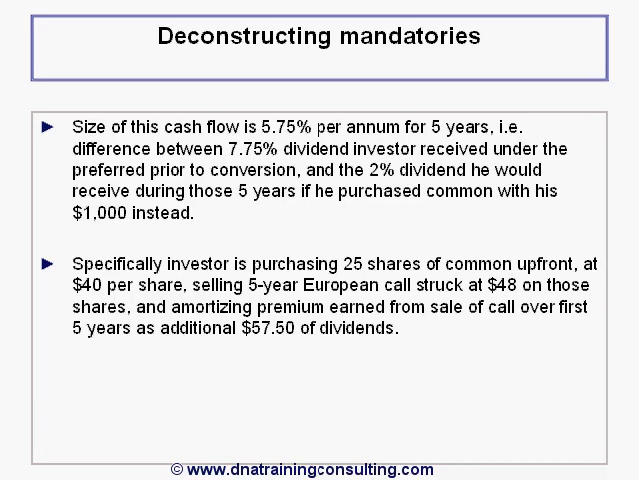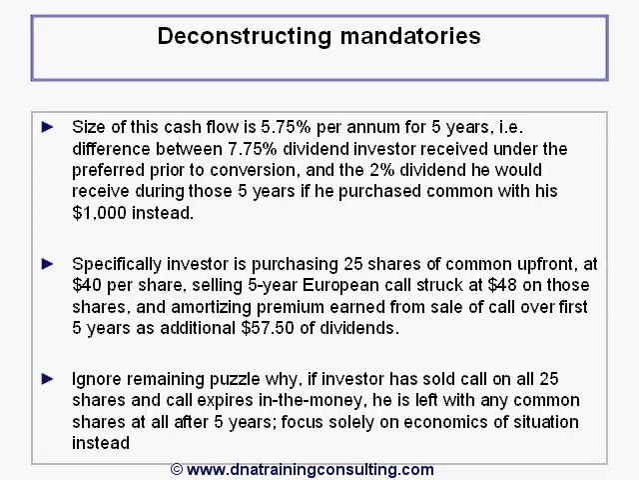Ignore just for a moment the remaining puzzle: if the investor has sold a call on all 25 of his shares and the call expires in the money, how come the investor is left with any common shares at all after 5 years? And focus for now, please, solely on the economics of the situation instead. We will illustrate the previous explanation with a diagram and a flowchart that should make everything clear.